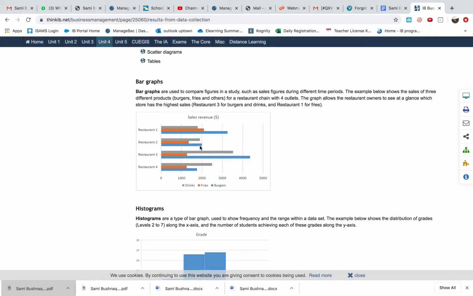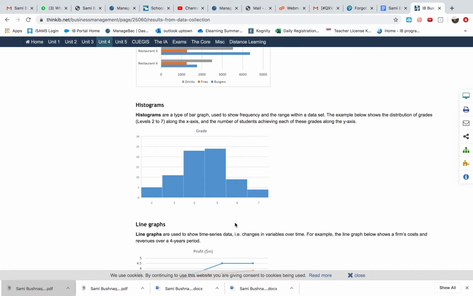So bar graphs pretty much is just a bar. It's great to compare figures in a study over different periods of time. So you can see here you got the different restaurants and you got sales revenues. So you can have several different variables that you're looking at, and then you can quickly see different products across different sales. So restaurant 3 has the highest sales overall, and their biggest selling product are burgers. All right, yummy, delicious. This restaurant 1 probably has the best fries out of everyone. So you can get a lot of information out of bar graphs.